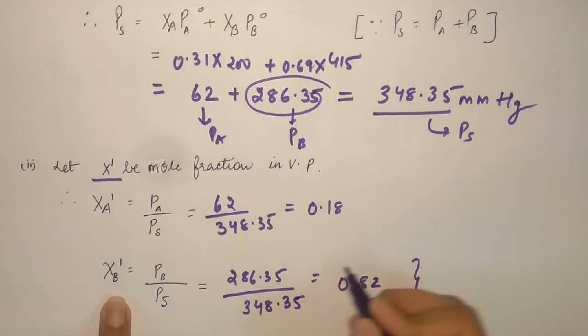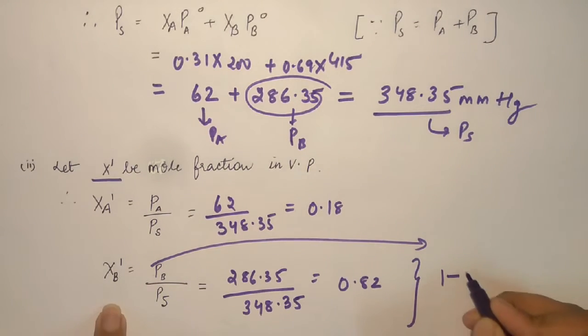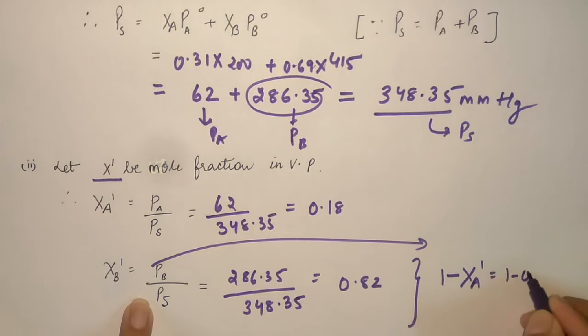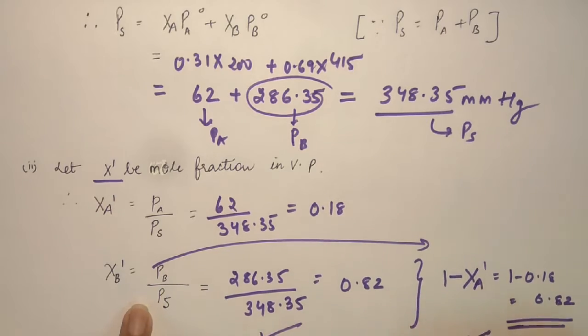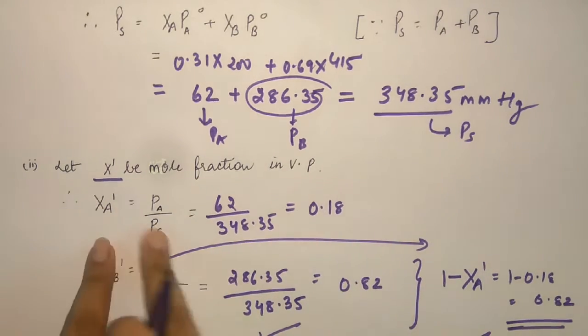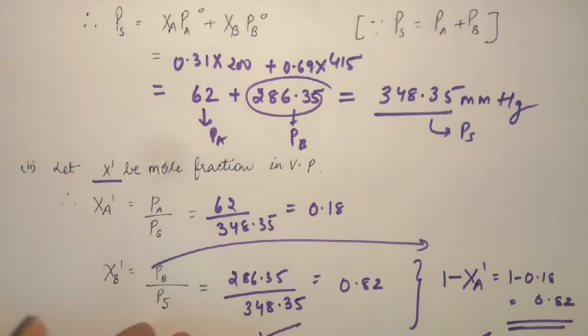Alternatively, you can calculate XB dash by the formula 1 minus XA dash. So 1 minus 0.18 is also equal to the same answer. You can go this way also, any which way you can go. You can calculate one mole fraction and for the other one subtract it from 1. Or directly also you can calculate one and the same thing.